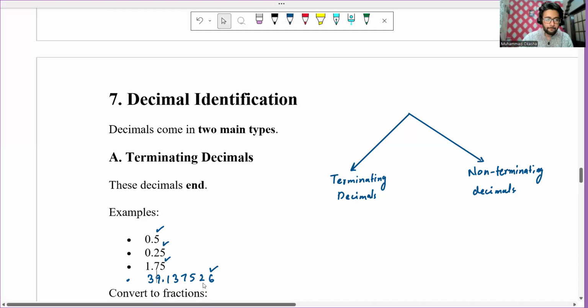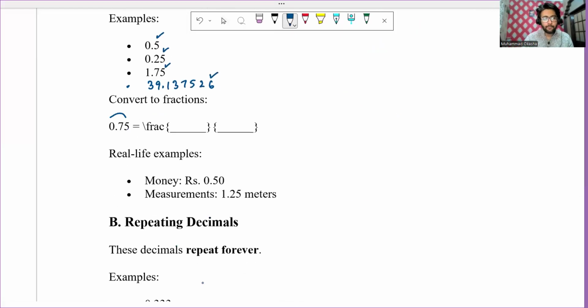Let's convert this. If you have, for example, 7.75, you can write it as 775 over 100. Okay, this is a code. I can write it as 75 over 100. As simple as that.